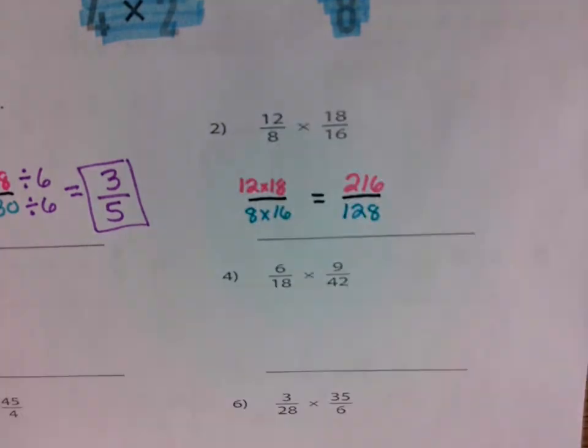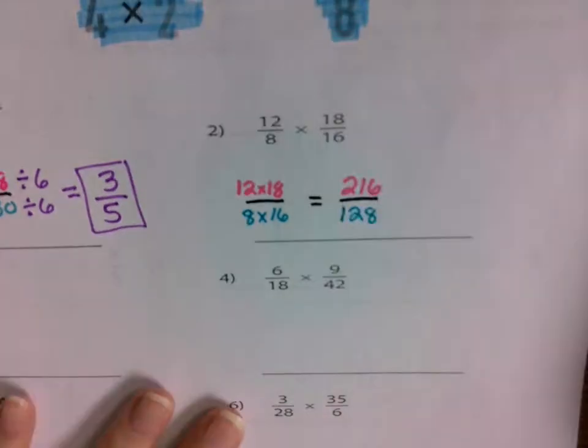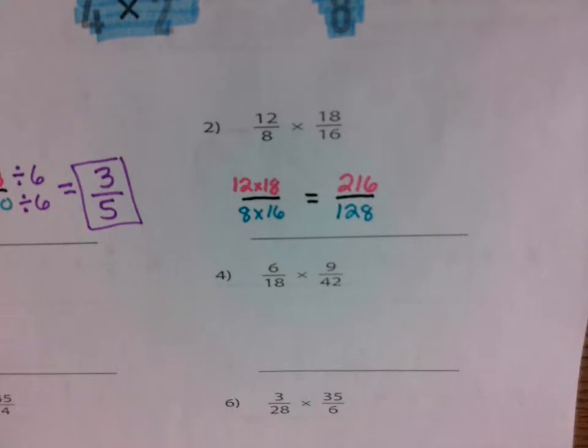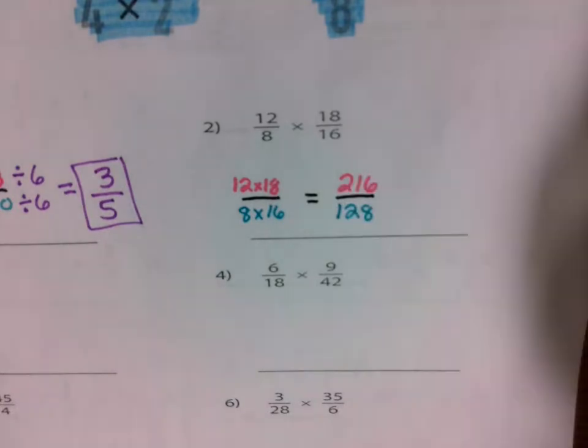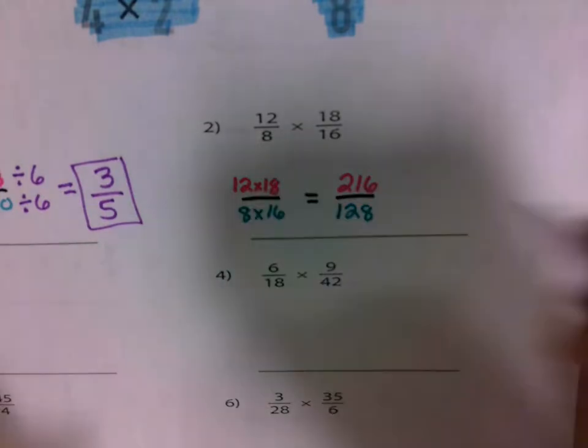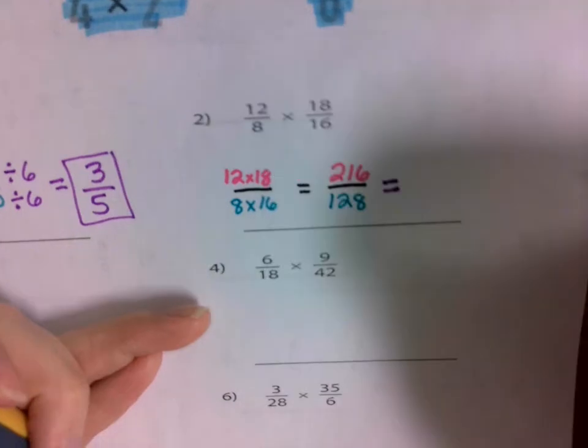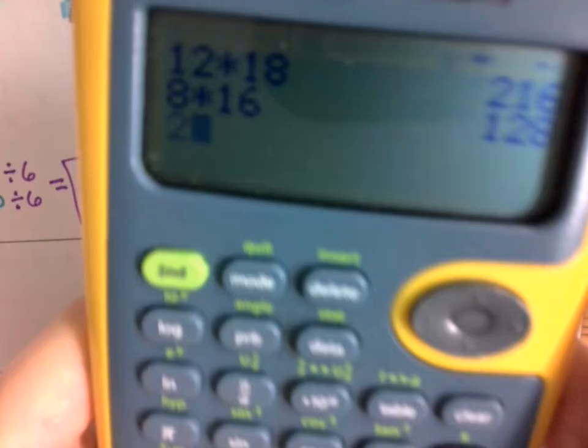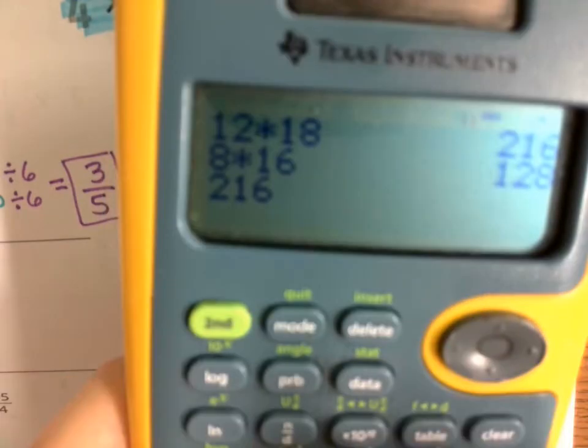Okay, then we're trying to figure out what we can simplify them both by. Well, I know that they're both even, and I could keep simplifying them by 2 over and over again if I wanted to. For this problem, something this large, I wouldn't ever have you dealing with it. So I would have you go ahead and just type it into your calculator. 216 over 128, and then you'll simplify it to 27 over 16.